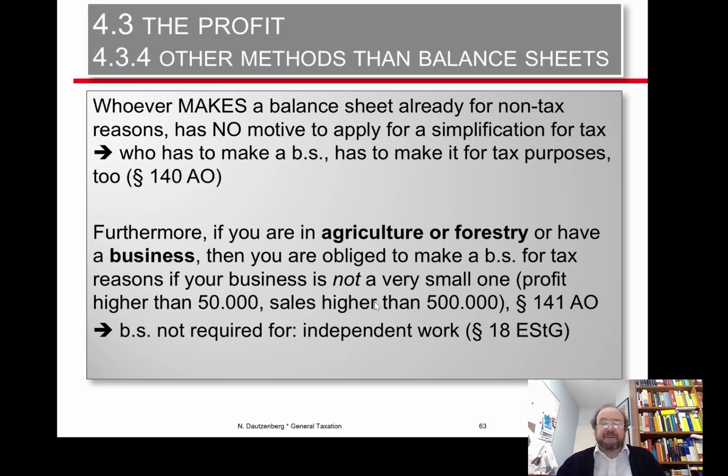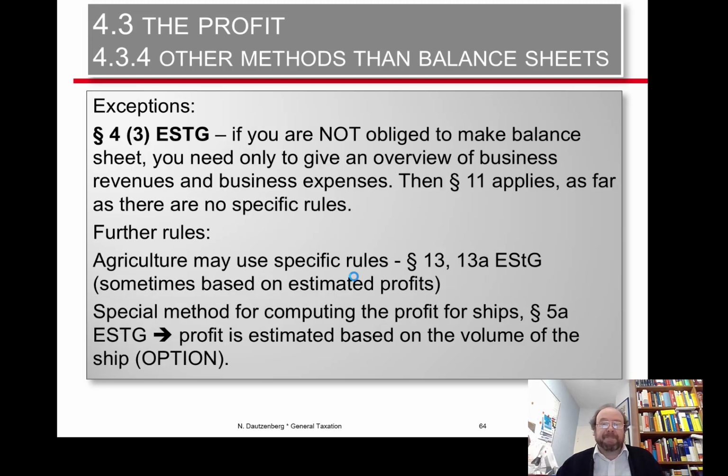And a balance sheet is never required as mandatory for people from self-employment or independent services, section 18 EStG. If you are not obliged to make a balance sheet, you can opt for the modified cash flow statement regime under 4.3 EStG, and there you just list your business revenues and business expenses, and they are attributed to the year when they are paid. That is said in paragraph 11 EStG.